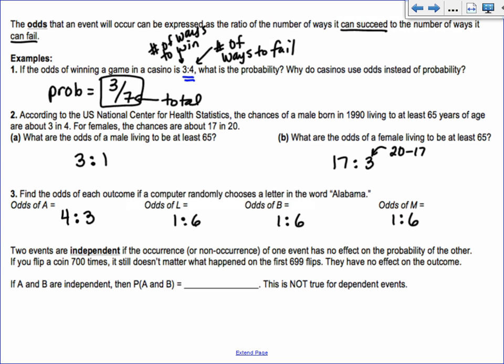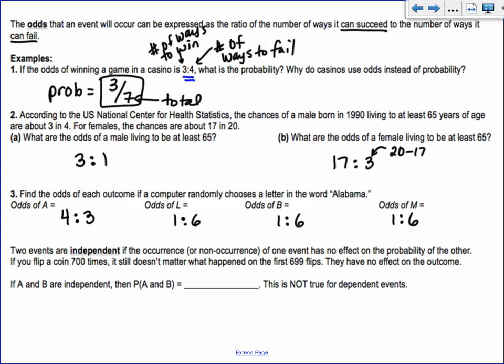Okay. The next thing we're going to talk about is independent versus dependent. So things are considered to be independent if the occurrence of one event has no effect on the probability of the other. Okay, so that was like when we talked about rolling the die and then flipping the coin. It doesn't matter that I got a 6 on the rolling the die. It has no effect on what I'm going to get when I flip that coin, right? Those are totally separate things. They have no effect on the other. That would be independent, okay?